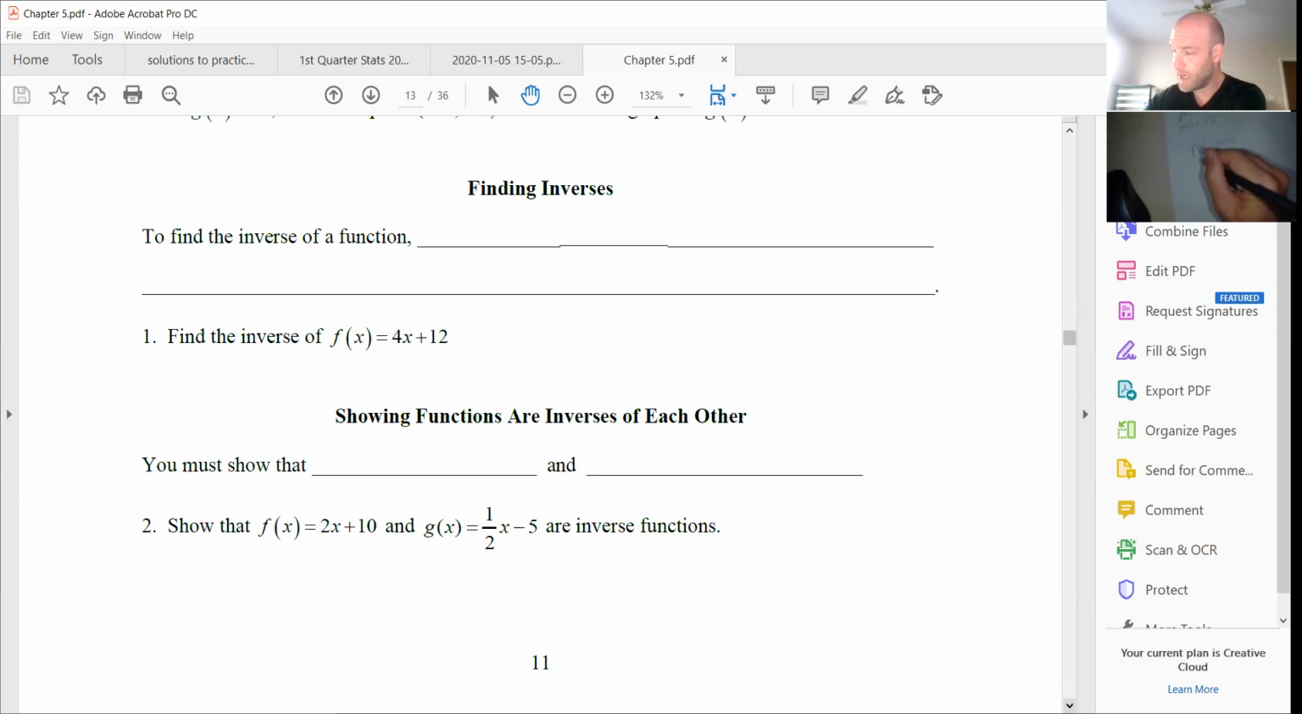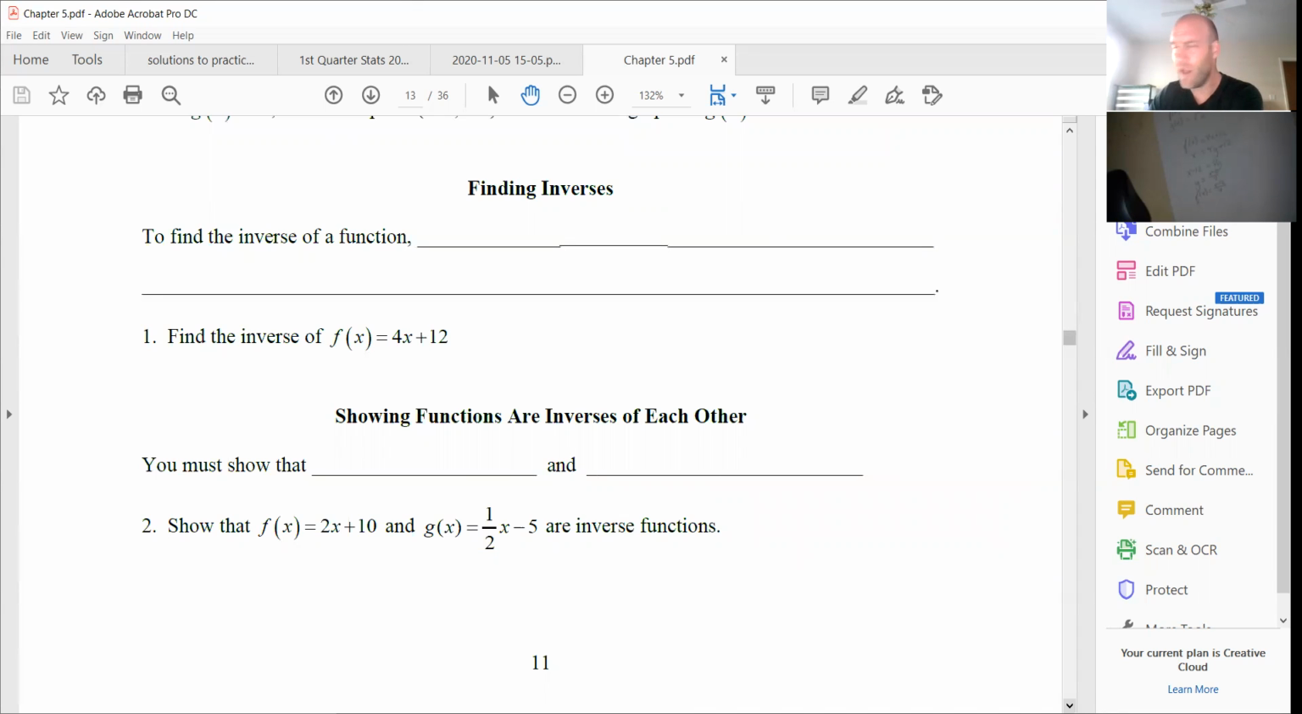You take f of x and make it into x equals, for all the x's, you turn into y's, and just solve for y. So I'm going to subtract 12 from both sides and divide both sides by 4, x minus 12 over 4, and simply change that in the end to be f inverse of x equals x minus 12 over 4. We can prove it if we show that f composed with f inverse of x equals x, and f inverse composed with f of x equals x.